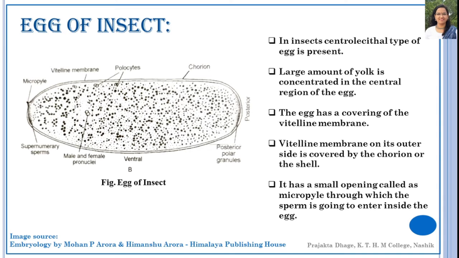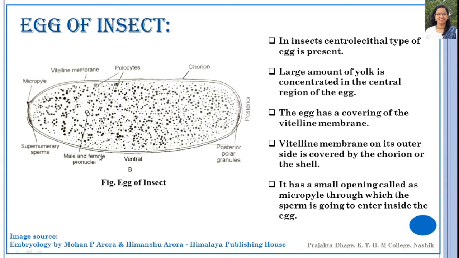Now this particular egg is going to have a small opening called the micropyle, through which the sperm is going to enter inside the egg. So this was about the insect egg. If you see, a large amount of cytoplasm is present. This is the centralized location of the egg.